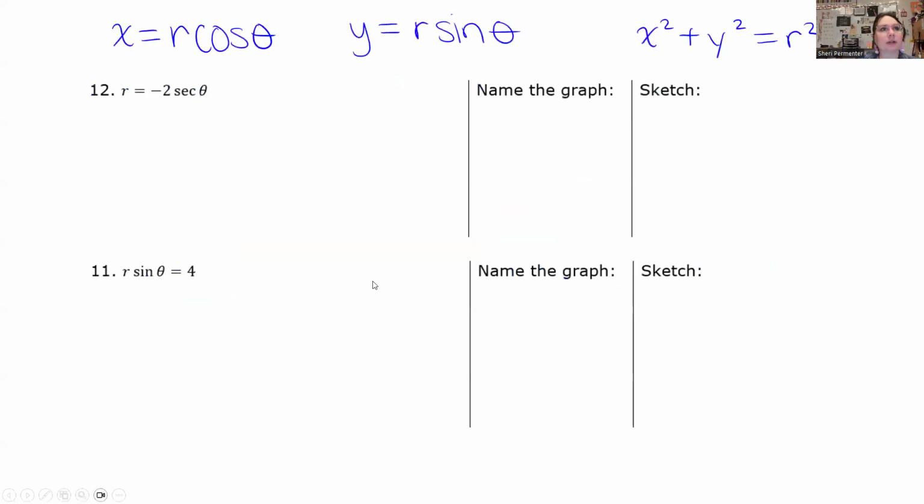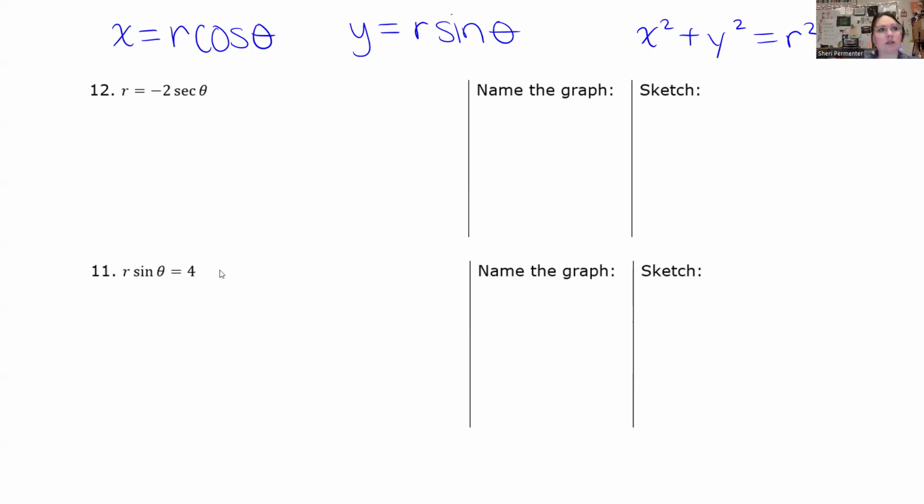Okay, the next two are super easy. This is going the other direction. So tell me, what's this going to be the equation or the graph of? R equals secant is going to be the graph of what? It's going to be the graph of a vertical line. So this one, it's not an r equals equation, but if I divided by sine, I would have r equals, and divide by sine is the same thing as cosecant.